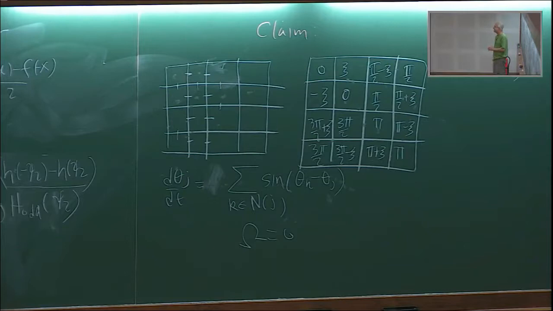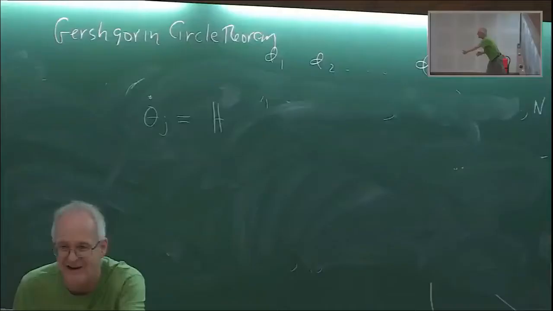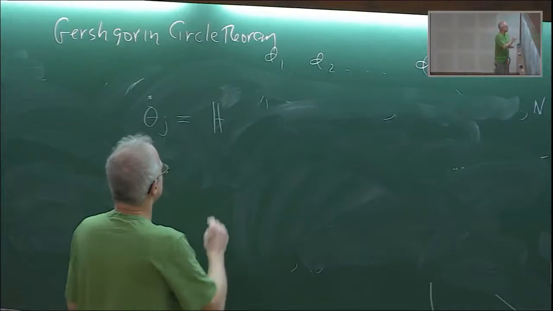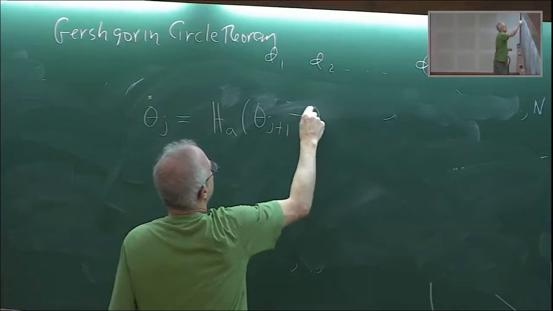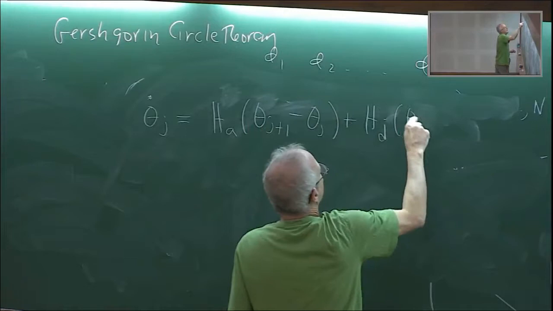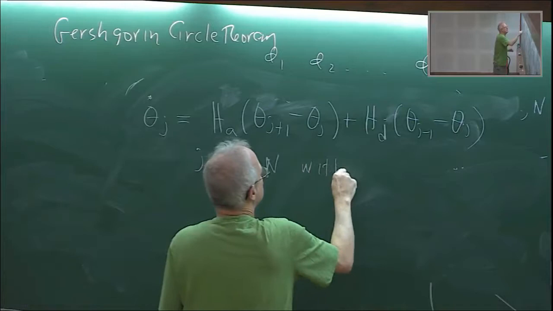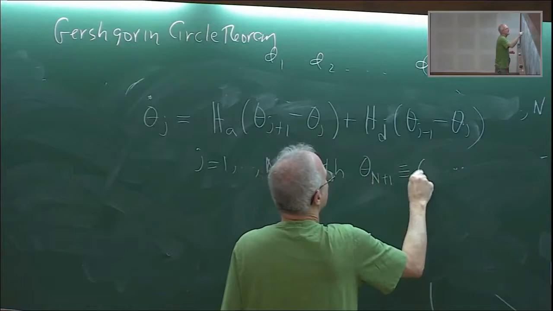Let's consider a ring of nearest neighbor coupled oscillators, okay? So, theta sub j dot equals h. I'll make the coupling the same for all the forward guys and the same for all the backward guys, but not necessarily the same for both, okay? So H sub A of theta j plus 1 minus theta j plus H sub D of theta j minus 1 minus theta j, j equals 1 to n, with theta n plus 1 identified as theta 1 and theta minus 1 identified as theta n.